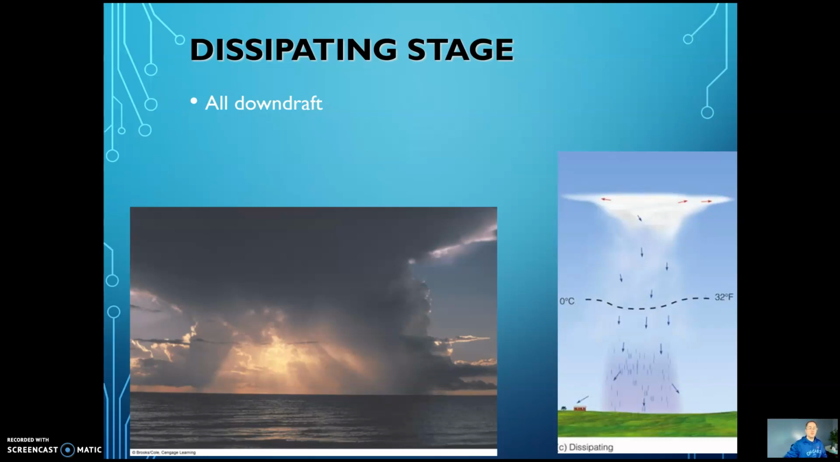Downdraft only. That cool outflow air has effectively ended our updraft, so this is when we may still get a little bit of heavy rain, but the thunderstorm, for lack of a better term, kind of rains itself out. You can see in this example, not a lot of cloud even at the base, just a little bit of an anvil left over. And again, remember this entire process, 30 to 45 minutes, is what it's going to take.